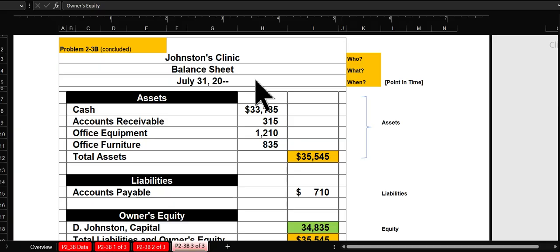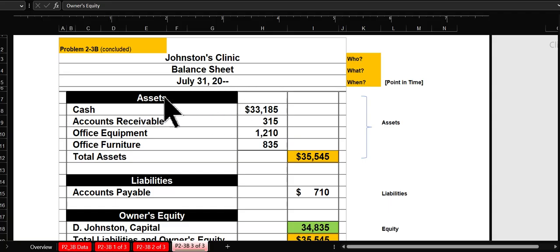The third financial report that we're going to be focusing on at this point in the course is the balance sheet. The balance sheet is a financial report that summarizes the financial position of the business on a specific date. Whereas the income statement summarized the financial performance over a period, this is going to tell us the financial position on a specific date.